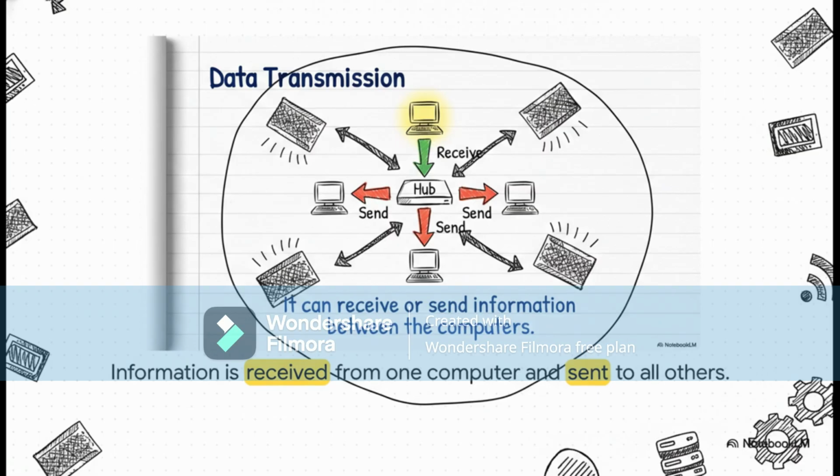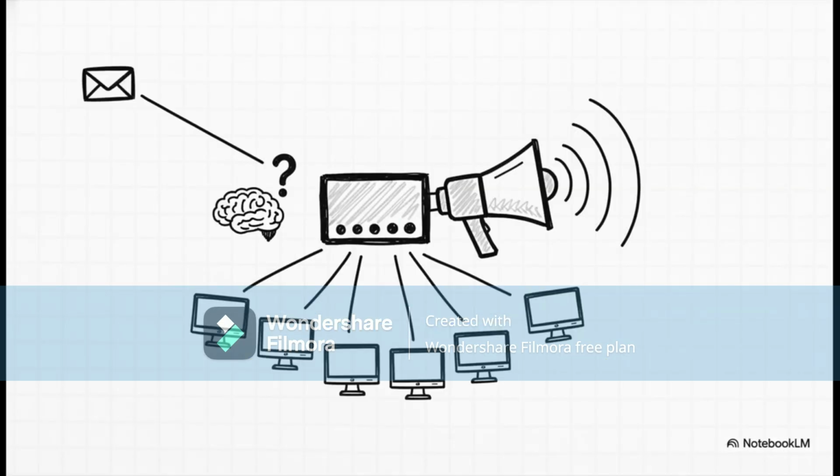Well, this is where the hub's simple and, let's be honest, kind of clumsy nature really shows. See, a hub isn't intelligent at all. It has no idea where that message is actually supposed to go. So it does the only thing it knows how to do. It shouts. Imagine you're in a quiet library, and you want to whisper a secret to your friend across the room. A hub would just stand in the middle and yell that secret at the top of its lungs so everyone in the library hears it. It broadcasts every single message to every single computer.